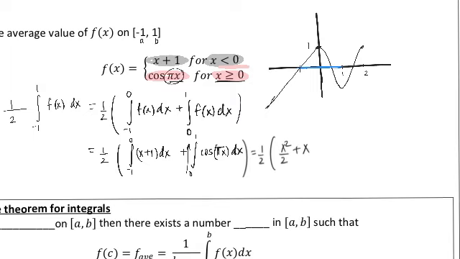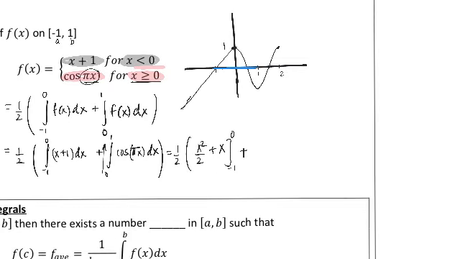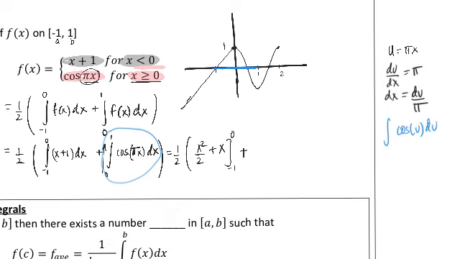So x squared plus 1 plus x from -1 to 0 plus, and now we have cosine of pi x. You can do a little u substitution. So if we say u is equal to pi x, and then du dx is equal to pi, and dx is equal to du over pi, then that second integral right here can be rewritten as the integral of cosine u, and then the dx becomes du divided by pi. The pi is going to come out front.